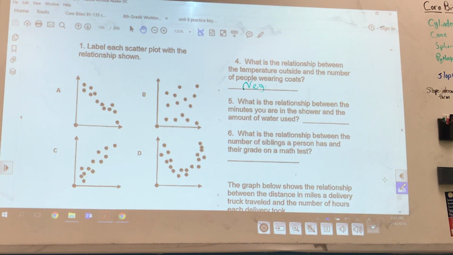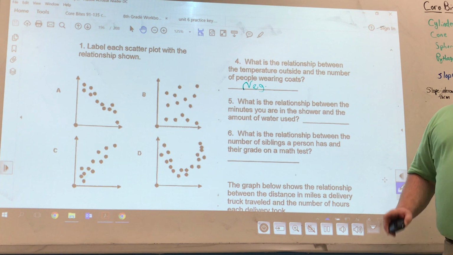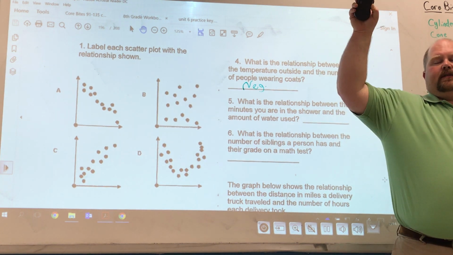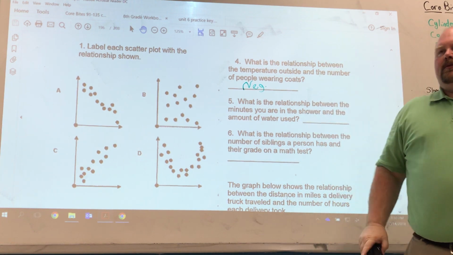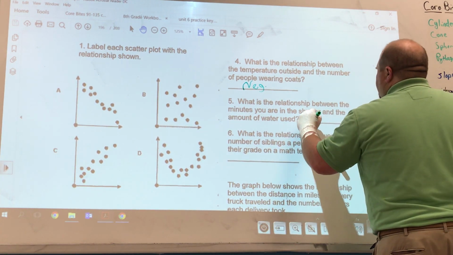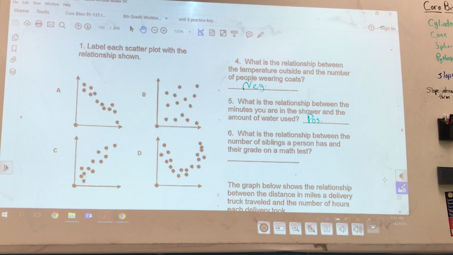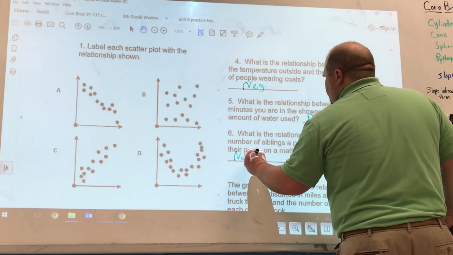5. What is the relationship between the minutes you are in the shower and the amount of water you use? So the more minutes you're in the shower, so as the minutes increase, the amount of water you use also increases. Both of them are going up. They're doing the same thing. That's a positive relationship. 6. What is the relationship between the number of siblings a person has and their grade on a math test? Well, there is no relationship. So this would just be no relationship.